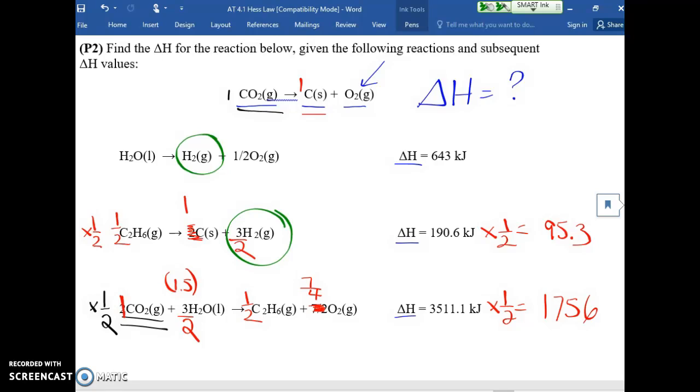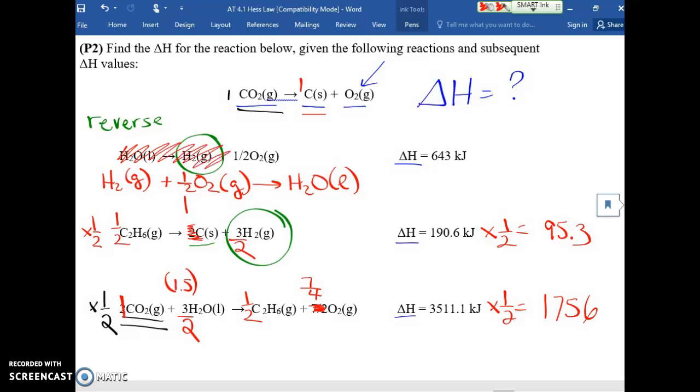So I have to reverse one of these reactions. It can't be this one, because I have carbon right where I need it. I have to reverse this equation in order to get H2 on the side so it can cancel out that one. So we need to rewrite this. So H2 gas plus 1/2 O2 gas yields H2O liquid. Then, guys, extremely important that you go back and you cross this out. Get rid of it. So that's reversal.